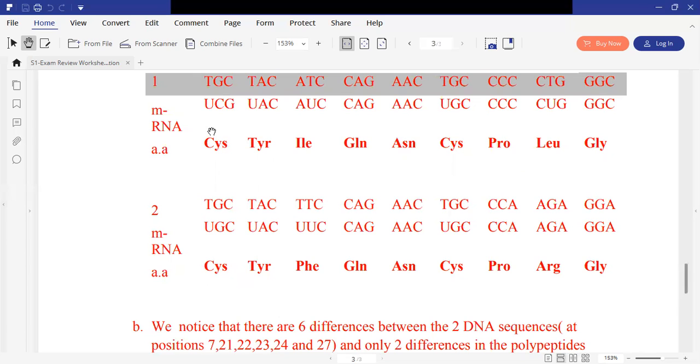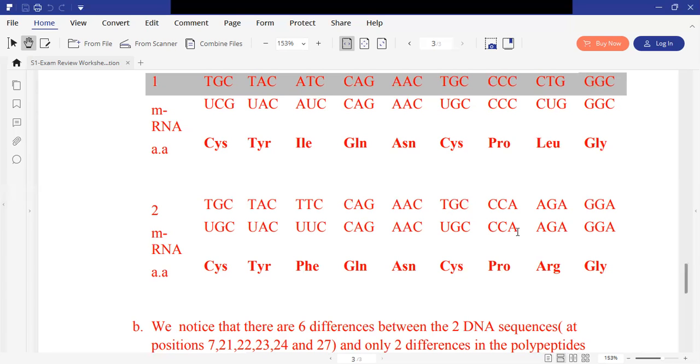So here, as you look, TGC, it's TGC, it's TAC, TAC, ATC here, TTC. So this is position number 7. CAG, it's CAG, AAC, it's AAC, CGC, it's CGG, CCC, it's CCA. This is position number 21. C here, it's A, T, it's G, G, it's A, and also GGT is GGA at position number 27.